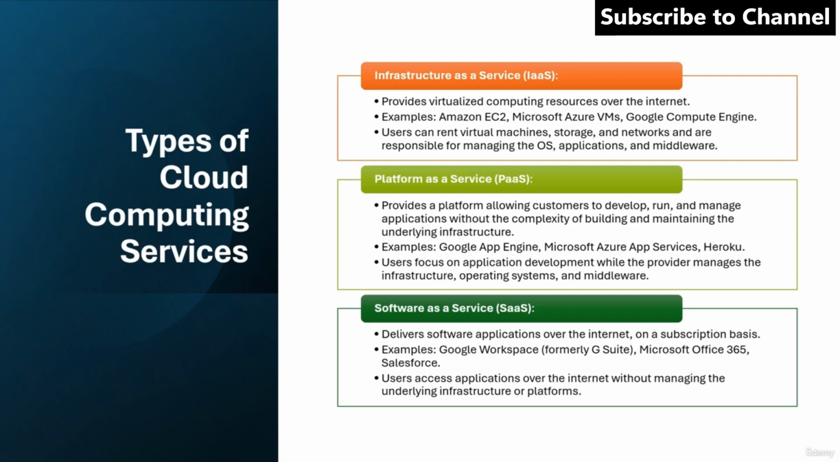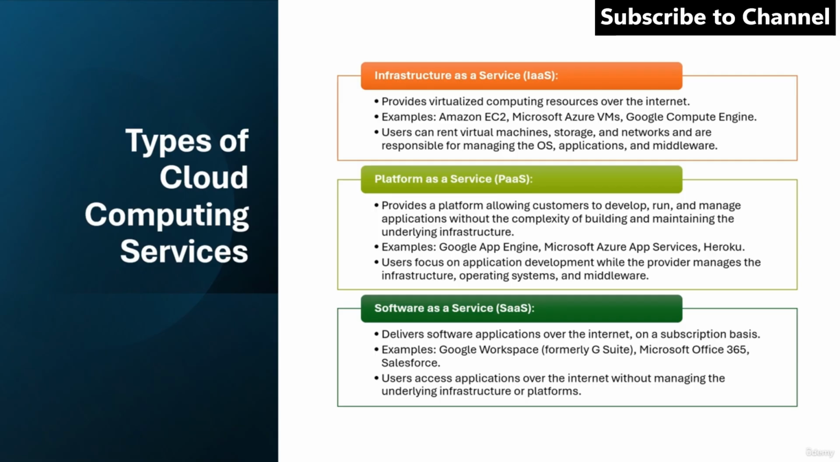Examples are Google App Engine, Microsoft Azure App Services, or Heroku. Heroku, for example, gives you a way where you can run your applications on Heroku systems, or you can buy an Ubuntu system, install all the software which is needed, and then run the application. So users focus on application development while the provider manages the infrastructure, operating systems, and middleware. So platform as a service means they will provide you the platform, and then you run your applications over that platform.